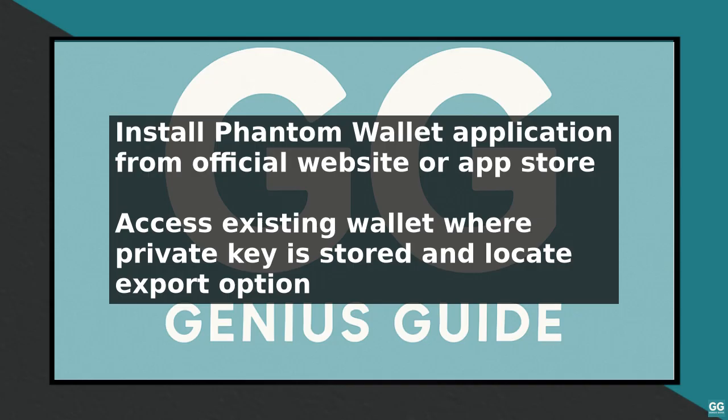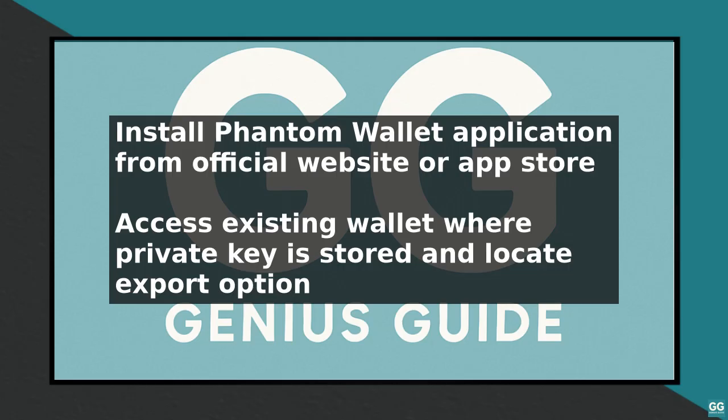Locate the option to export or view your private key, which may be represented as a string of characters or a QR code. Once you have your private key, open the Phantom Wallet application on your device. Navigate to the Settings or Wallet menu, where you will find the option to import a wallet. Select this option and choose the method to import, which in this case is the private key.